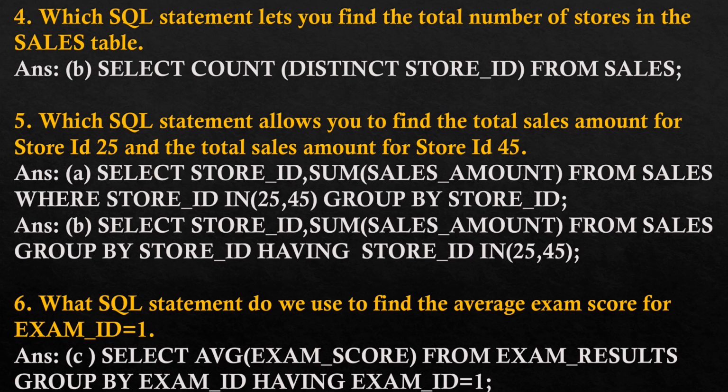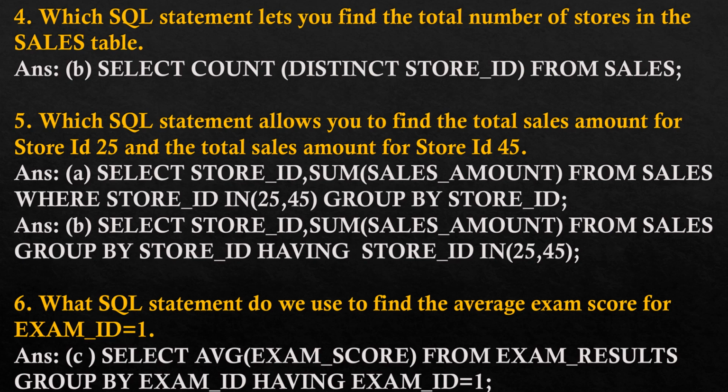And also another option B is there, that is select store ID, comma, sum of sales amount from sales group by store ID having store ID in 25, 45. These two things will give you the required output.